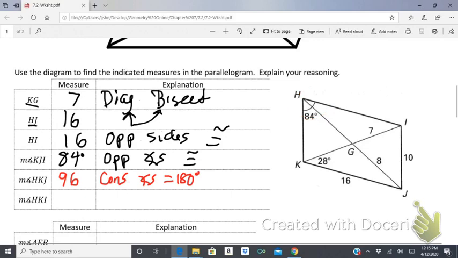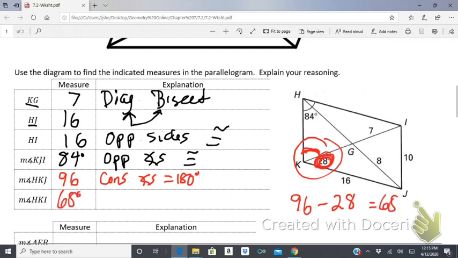HKI. HKI is this angle here. I have to figure out how big that angle is. Now I know this entire angle is 96, right? And if I take away this little piece of it, that'll tell me how big the other side is. So 96 minus 28, that's going to equal 68. And that's 68 degrees, and this is actually the angle addition postulate.